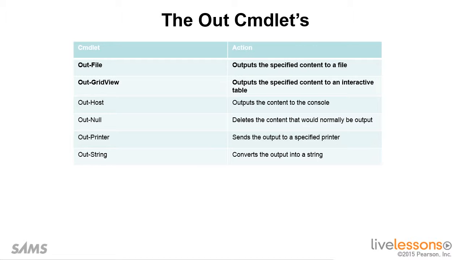going to take the output of your screen and actually put it into an interactive table, which gives you a pseudo GUI interface that you can work with. There's an Out-Host, which I'm going to strongly discourage that you use in Windows PowerShell scripts. There are other commandlets that are better suited than using Out-Host. There's also Out-Null, which is going to take all of the content and delete it. Out-Printer, if you wish to send your content from Windows PowerShell to a printer. And Out-String, which will convert the output to a string.